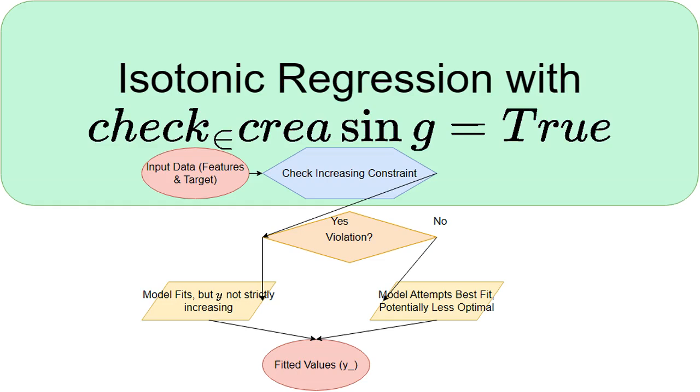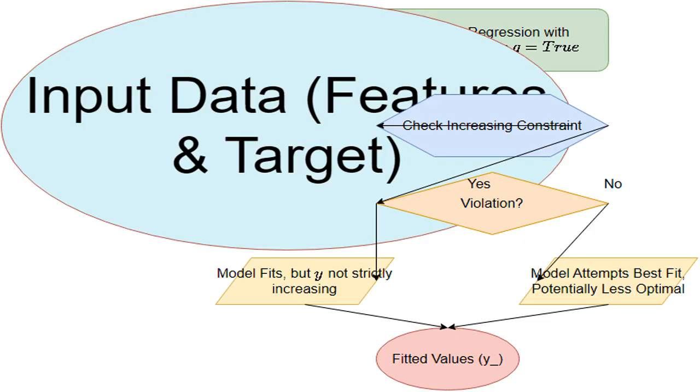I'm using scikit-learn's isotonic model. The "check_increasing equals true" parameter tells the model to only find solutions where the predicted values increase or stay the same as the input values increase. Think of it as a rule. The output can never go down as the input goes up. This is the data I feed into the model. It includes the input features, think of them as the x values, and the corresponding target values, the y values, that I'm trying to predict.